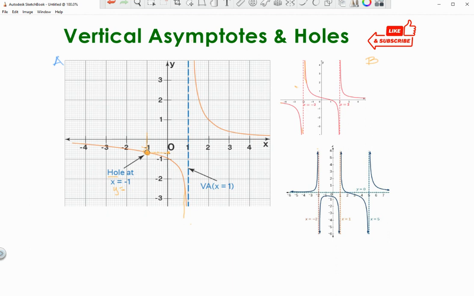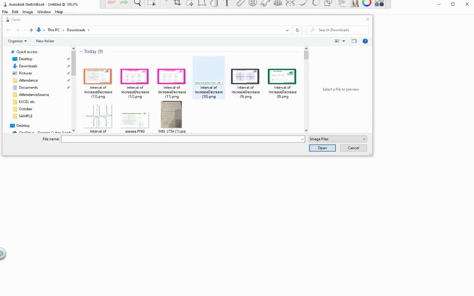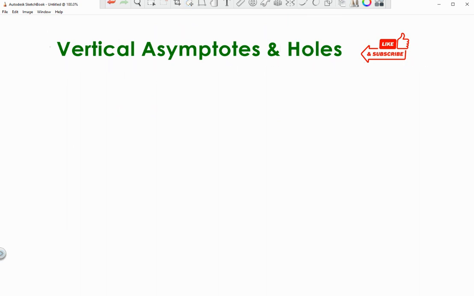Right now, we are learning how to recognize vertical asymptotes and holes given a graph. But what if we are given an equation? So let's try that. Let me give you some equations here. Let's try the first one. First, we will do vertical asymptotes and holes.